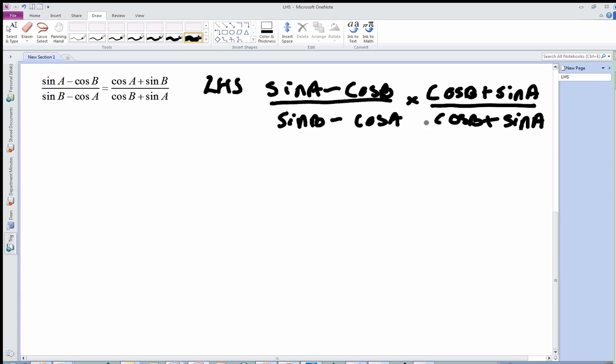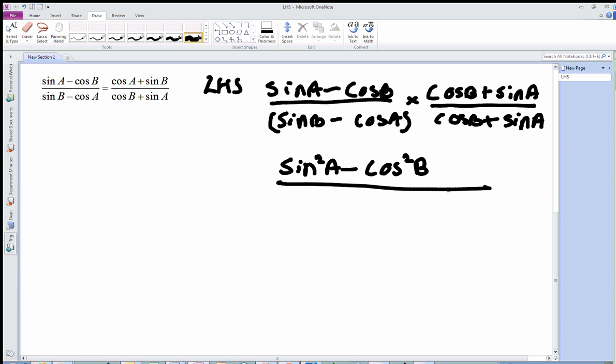Now I'm going to leave this part here, because that's what I want as a denominator. I realize that obviously something on the top line, once I expand it all out, is going to factorize, so then this part here will cancel. If I expand that out, that gives me sine squared A minus cos squared B, all over, and I left cos B plus sine A, because I know that's what I want as my denominator. And on this side here I've got sine B minus cos A.